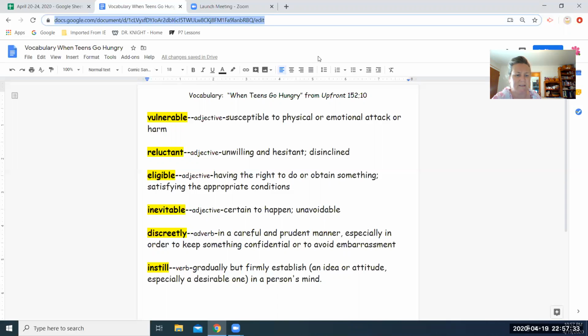The fifth word is discreetly. Discreetly is an adverb, and it means in a careful and prudent manner, especially in order to keep something confidential or to avoid embarrassment. The last word is instill. Instill is a verb, and it means gradually but firmly establish an idea, an attitude, especially a desirable one, usually in a person's mind. Those are the six vocabulary words that you will encounter in When Teens Go Hungry.